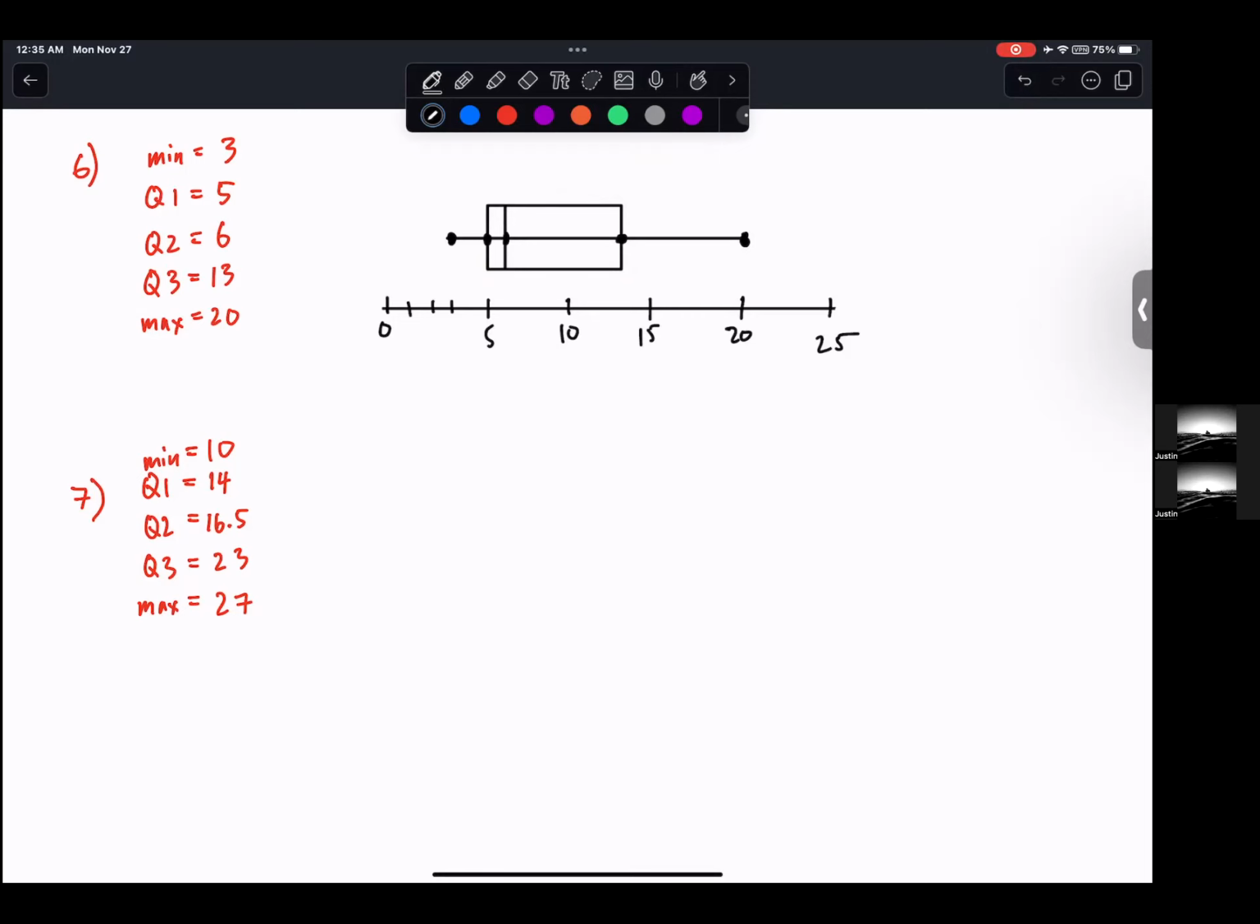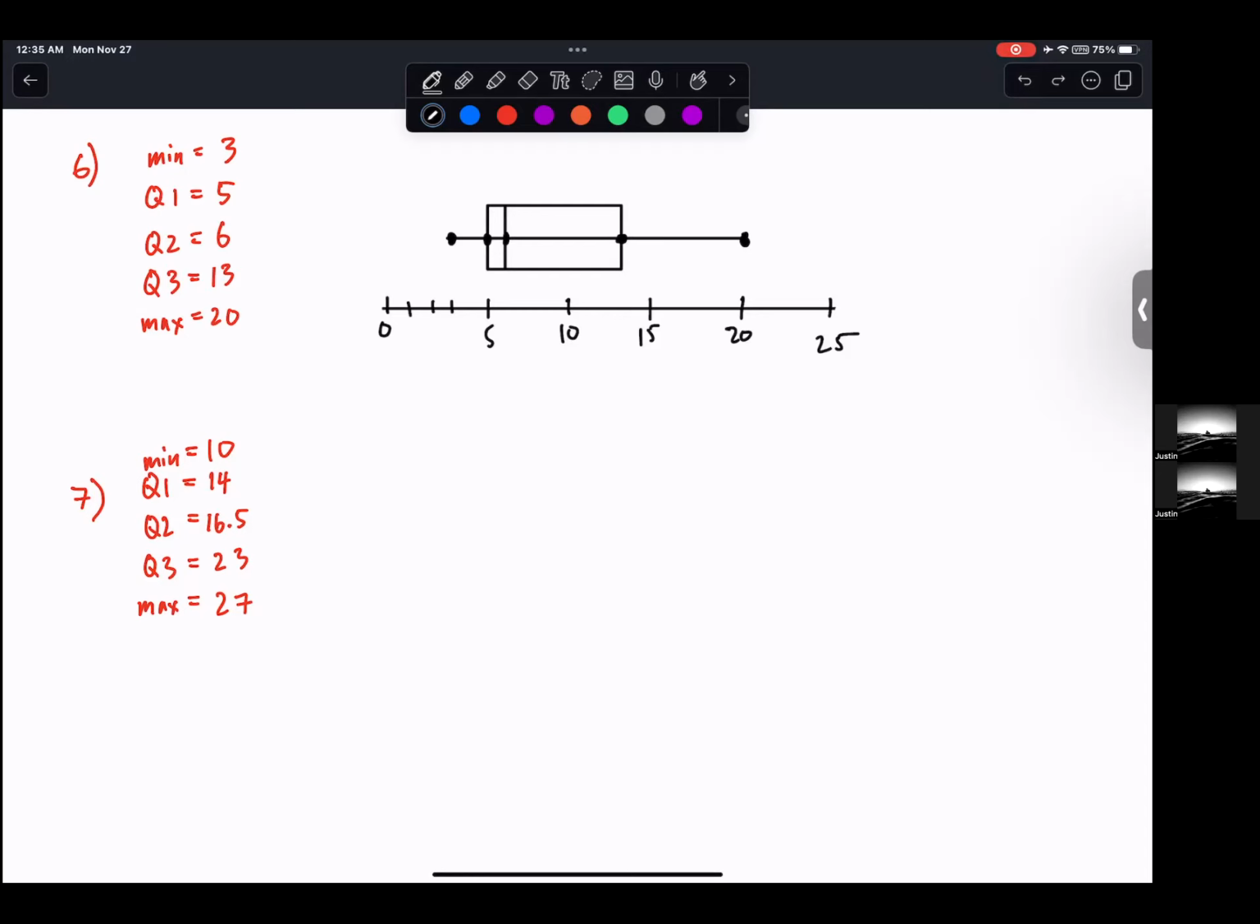Why is it called a box and whisker plot or box plot? Box plot because this part is a box. And then whiskers because these parts out here sort of look like whiskers, I guess, but that's where the name comes from. Okay, so there it is.